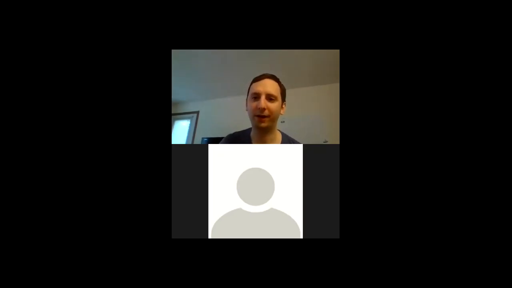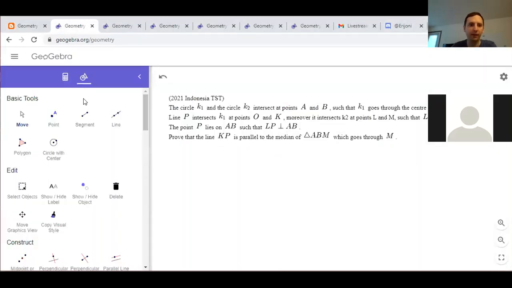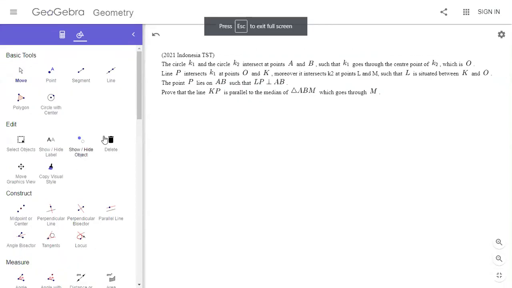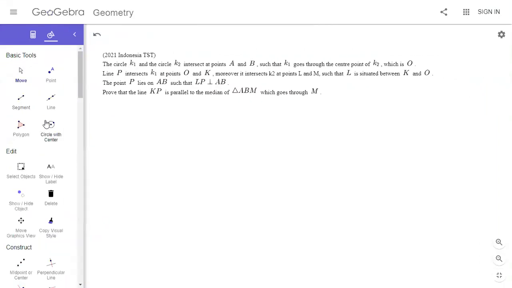All right, so I'm going to get started on the problems for today. These are from the Indonesia team selection test. So let me share my screen. Here we go. You guys can all see it, right? All right. So let me maximize it. So we have 2 circles. So this is a 2-circle problem.